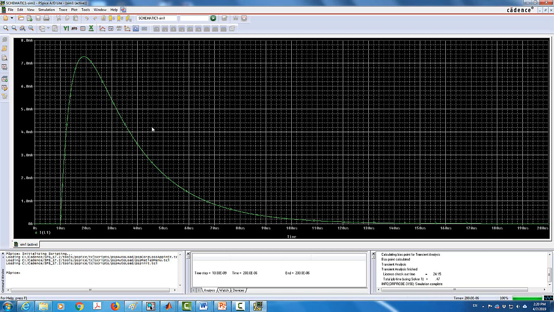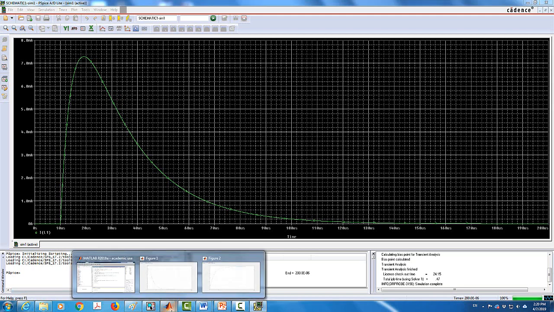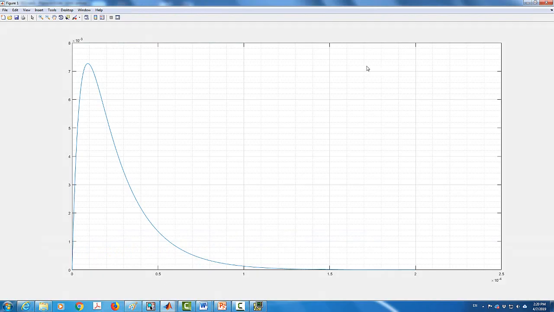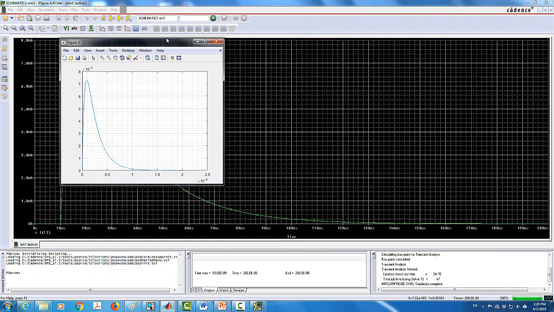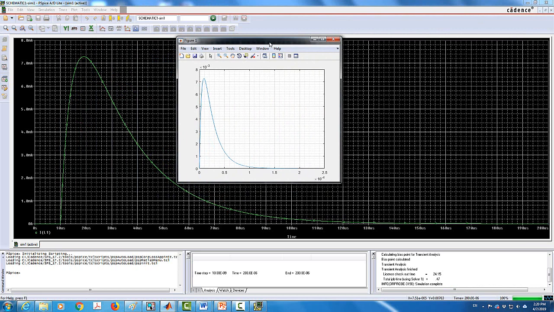Right? So this is basically the same as what we have in Matlab. Let me show you the figure in Matlab. This is the figure we have in Matlab, right? It starts from 0, and then it will go to roughly around 7.3 milliamp. So clearly, if you see the graph we have in Matlab versus the graph we have from OrCAD, it's the same. It's almost identical.